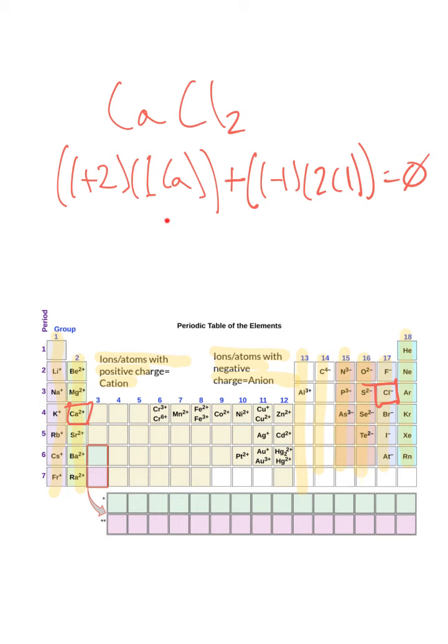plus 2 times 1 Ca, which is the charge times the number of atoms, is equal to plus 2, and negative 1, which is the charge for Cl, times 2 total Cls equals minus 2, which again is equal to 0. Basically what we're doing with our equation is we're multiplying the charge of the atom in question by the number of atoms, and you just do that for each of the atoms involved in the ionic bond, which is generally going to be two different types of atoms. Ca is a different type of atom from Cl.